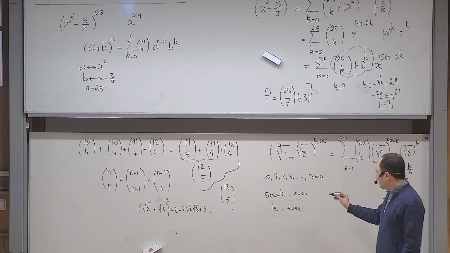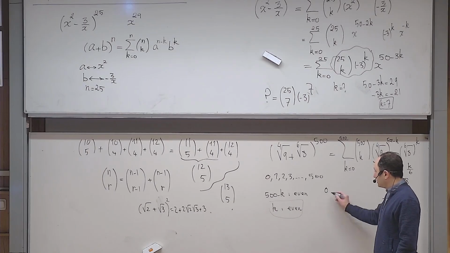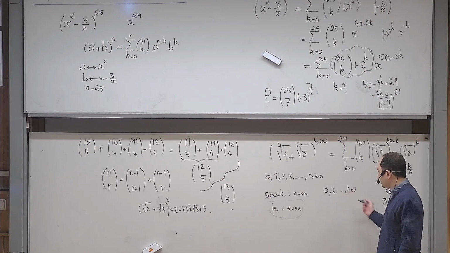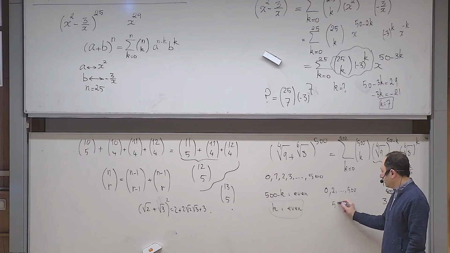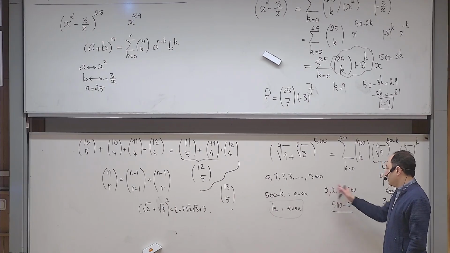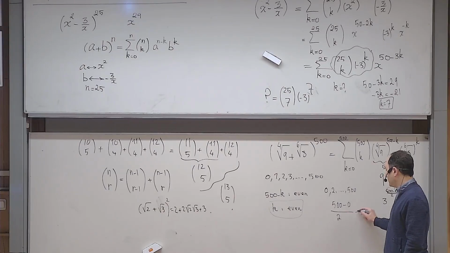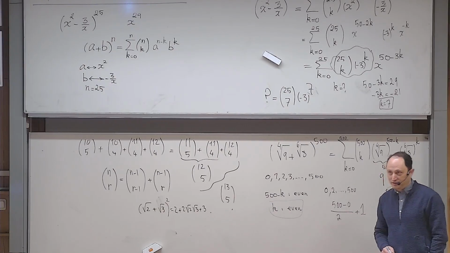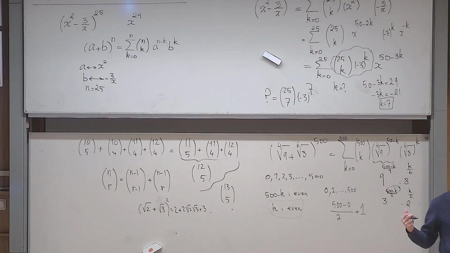So the first one in the list is what? 0. The second one is 2. And the last one is 500. Do you know how to calculate? The last one minus the first one divided by 2. But remember, there is one extra 1 there. Some people forget about this extra 1.